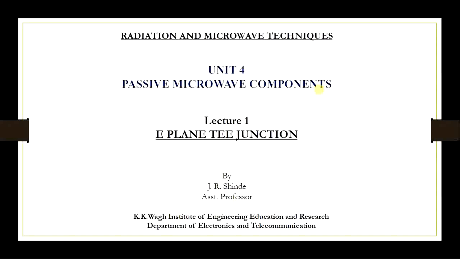And in the latter part of this unit, we will be going through the ferrite composition, their characteristics, the Faraday's rotation principle, and then we will see the construction, working and the scattering analysis of gyrator, isolator, circulator, and we will also go through directional coupler in this unit. So this is the lecture 1 of unit number 4. In that we will start with E-plane T junction.